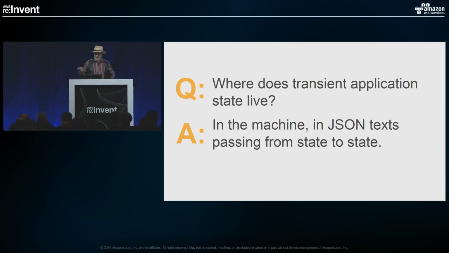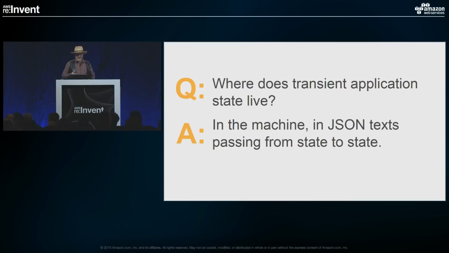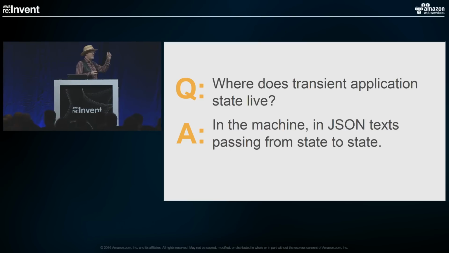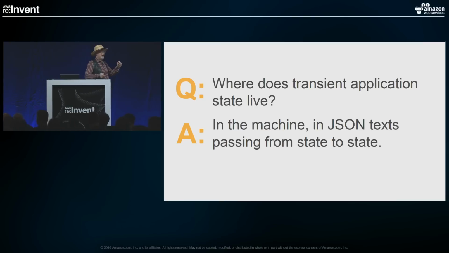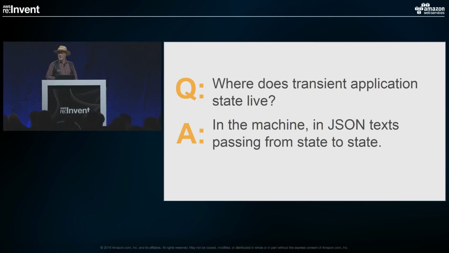Now, in another life, I'm the editor of the IETF JSON RFC, so you'll allow me to be a little bit pedantic here. It turns out that the input to a state machine, to be exactly correct, is what's called a JSON text. Now, for those of you who are JSON weenies, that means that it doesn't have to be an object or an array. It can just be like a number or a string with quotes around it, or true or false or null. Those are all perfectly good JSON texts and can be and routinely should be passed along between states.